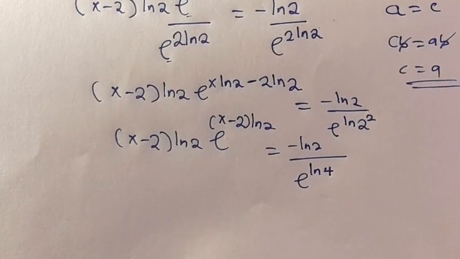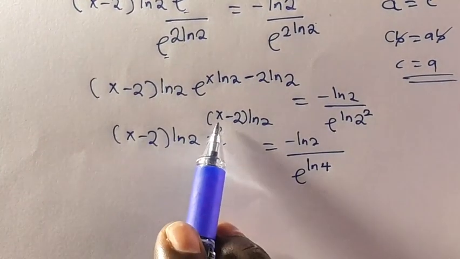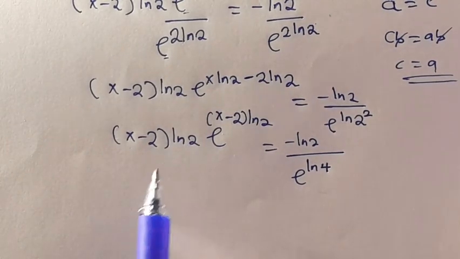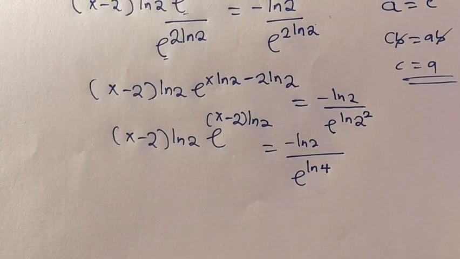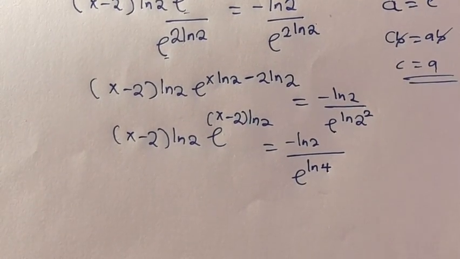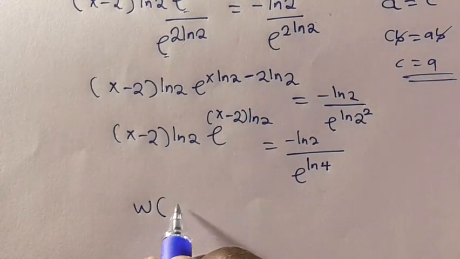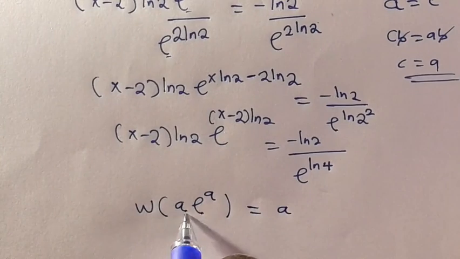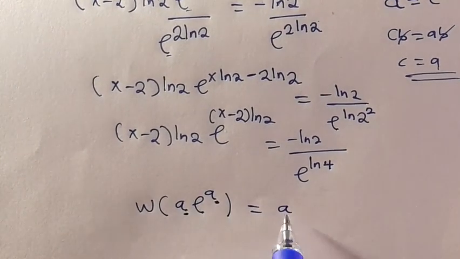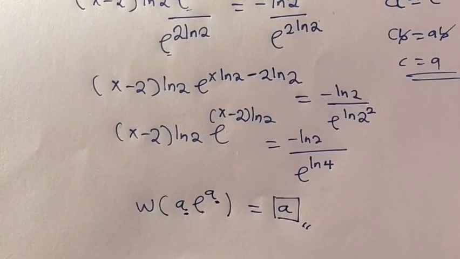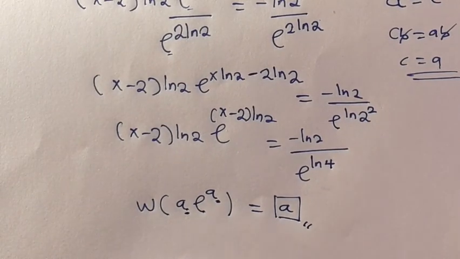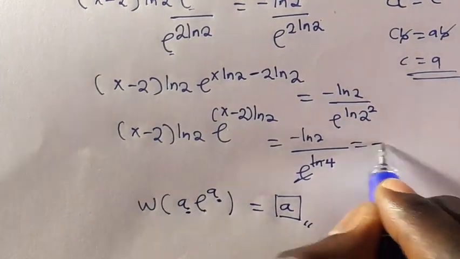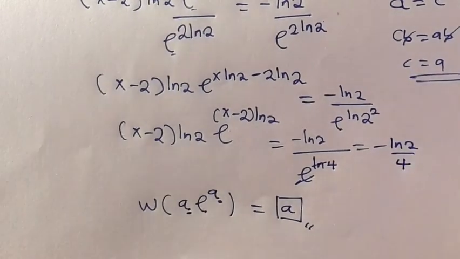So now from here we have (x minus 2) ln2 and (x minus 2) ln2. That means we have the base equal to the power. We have to recall from the Lambert W function that when you have W of a multiplied by e raised to power a, this always equals a. So if the base and the power are the same, we are going to get back our a. From here, this will cancel this, then we can easily have this to be minus ln2 divided by 4.